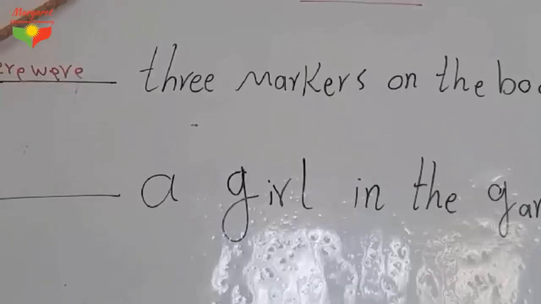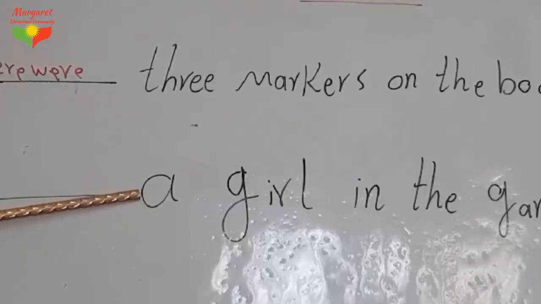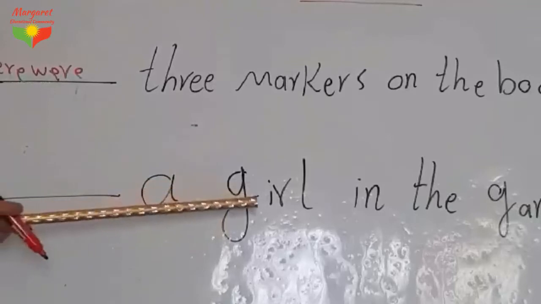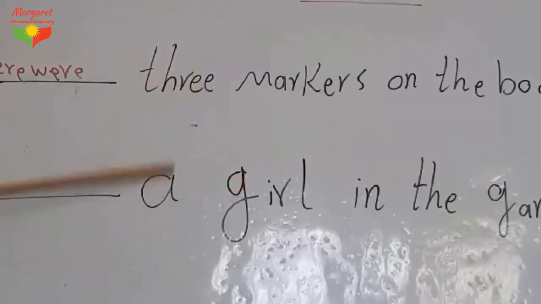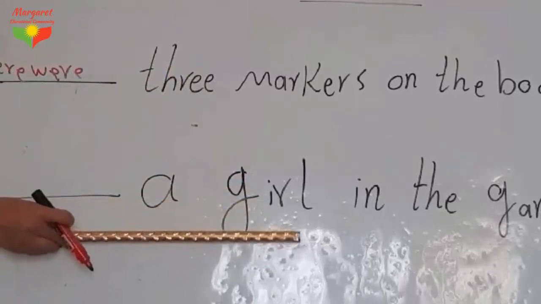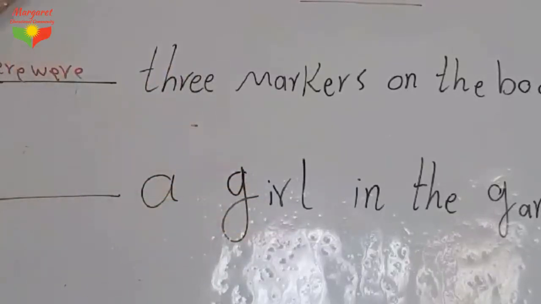Number 2, a girl in the garden. Because we only have this one, I know that you know, but how? You should explain why we should use there was instead of there were. Because we have a. You see, a is an article with singular nouns. We have a girl in the garden. So a girl is a singular noun, and with singular nouns you have to use there was. So there was a girl in the garden.